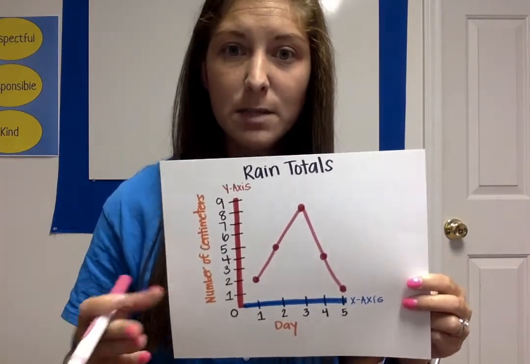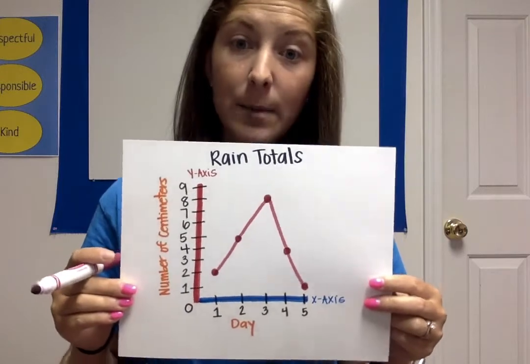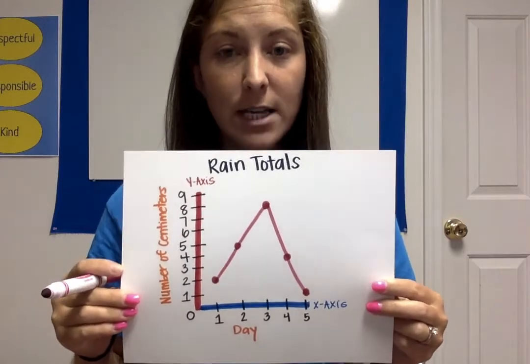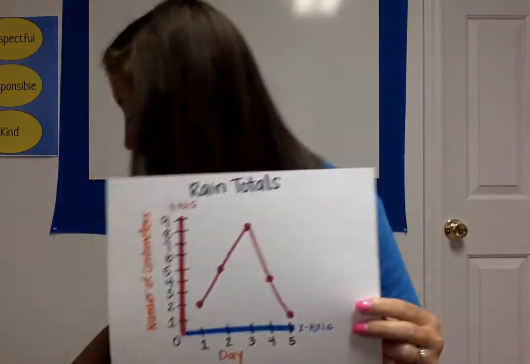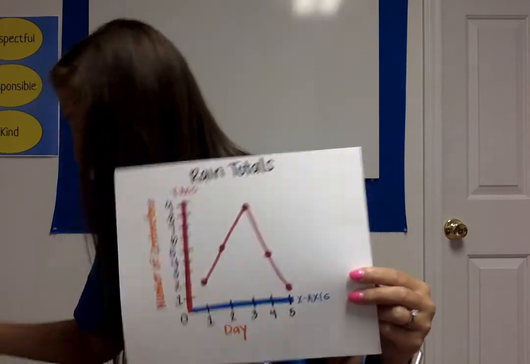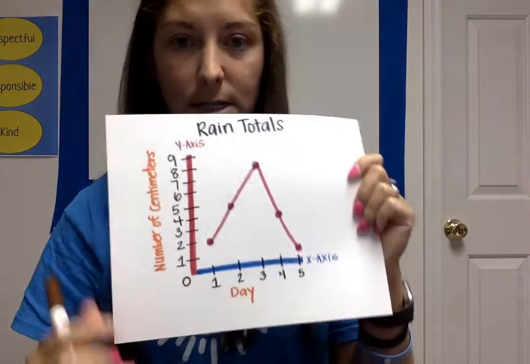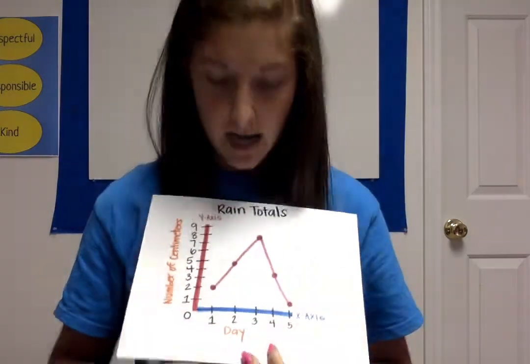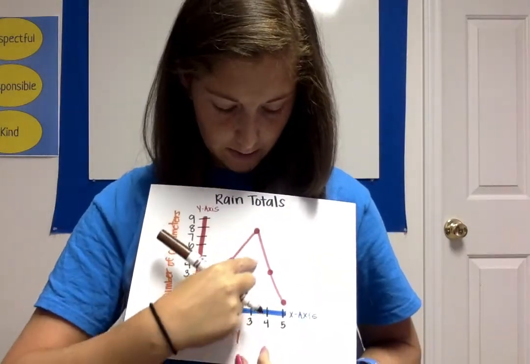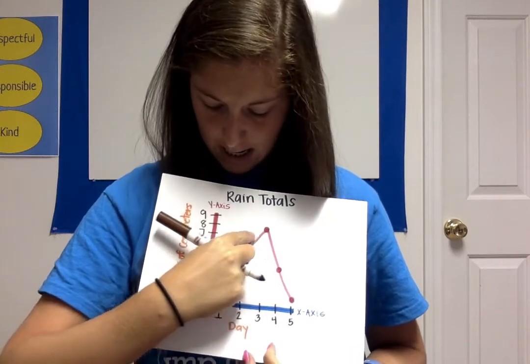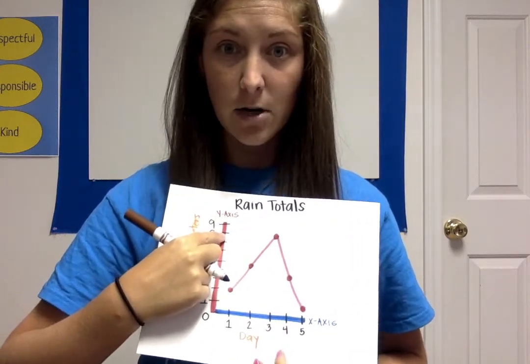The other part with line graphs is that some people may ask you questions about these line graphs. And some of the questions might be easy, like, how many centimeters of rain did they get on day 3? Well, that's easy. I can easily go through, and I'm going to grab my brown marker here. I can easily go through and say, okay, on day 3, so day 3 is right here, I'm going to follow it straight up, they got 8 centimeters of rain. That's simple. Day 3, 8 centimeters of rain.